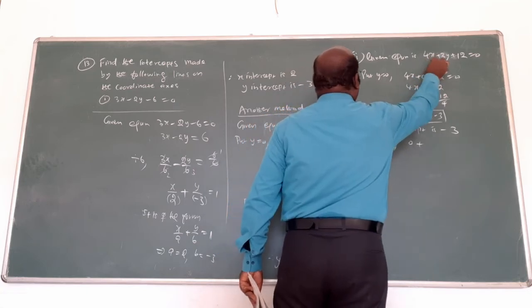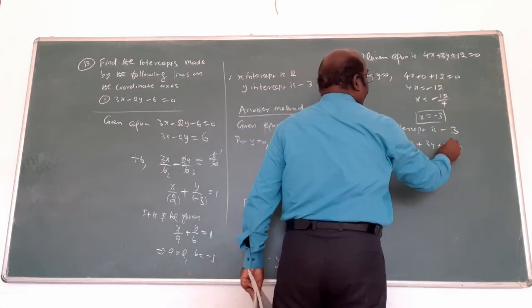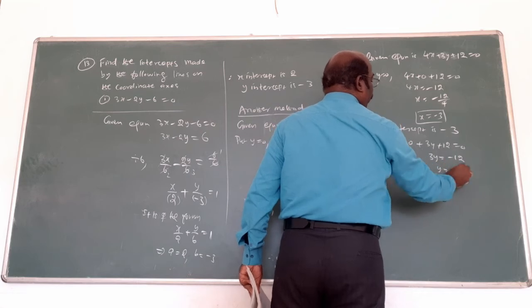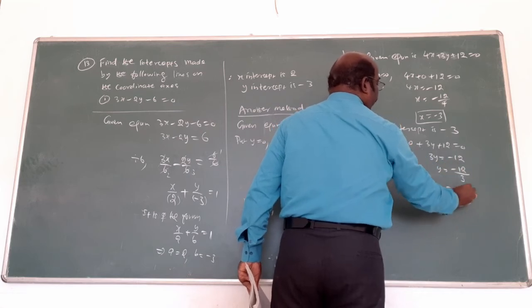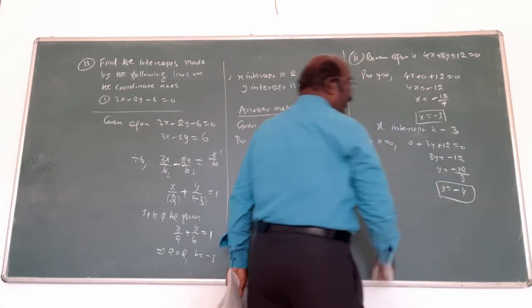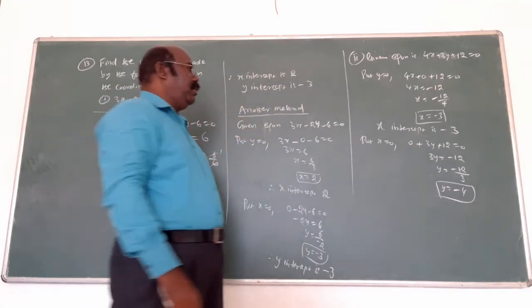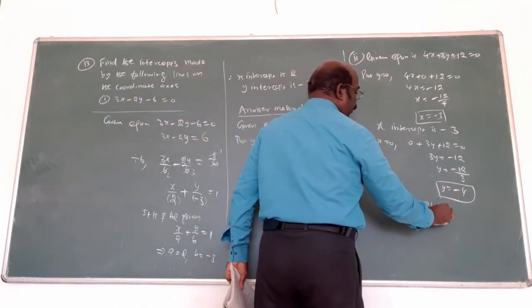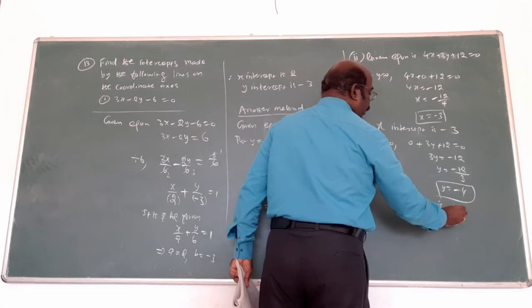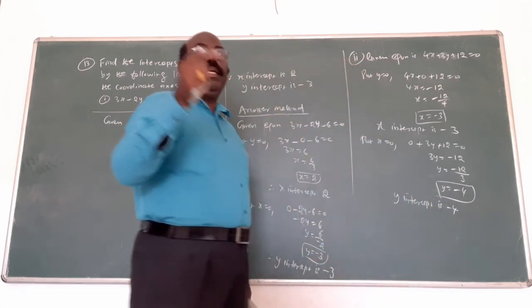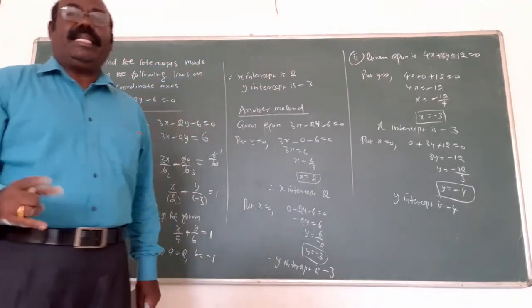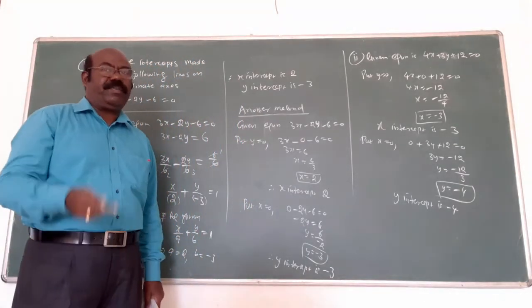Now put x equal to 0. 4 into 0 is 0, plus 3y plus 4 equals 0. So 3y equals minus 4. y equals minus 4 by 3. Now, y intercept is minus 4 by 3. Listen here. Now equation is given and intercepts are asked. The previous one had intercepts given and equations asked.